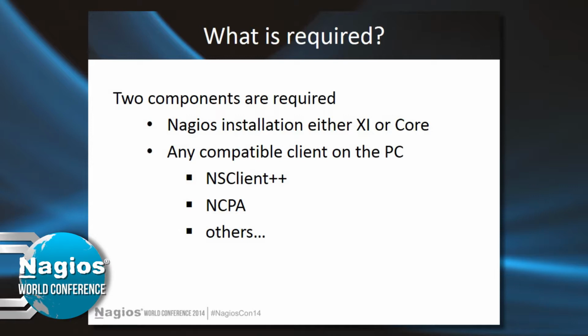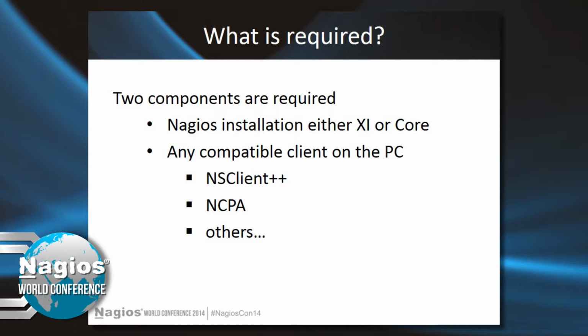So what's required to do this? I guess originally when I wrote this, I had all these config screens and a lot of information. I took that out because I guess my configs that I wrote won't suit everyone. And there's plenty of great guides online. And if you do want configs, email me. I'm happy to share. But you need a Nagios installation, either XI or Core.